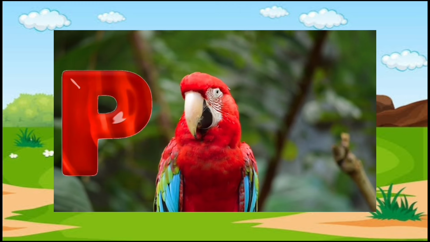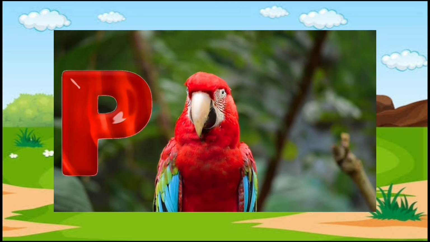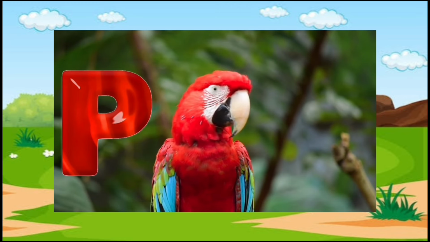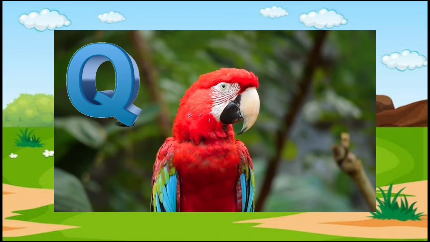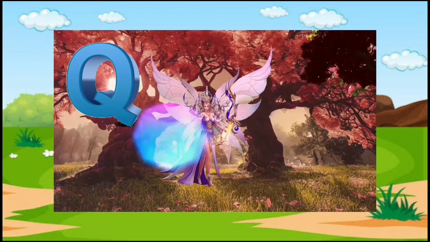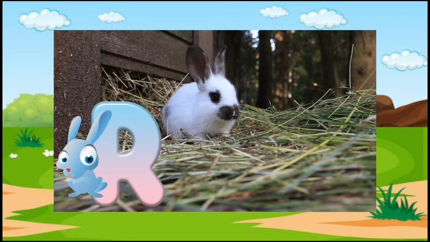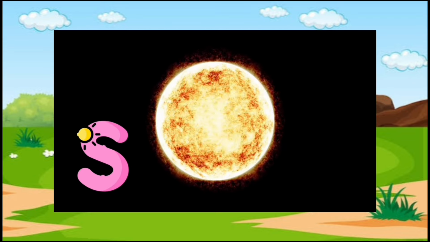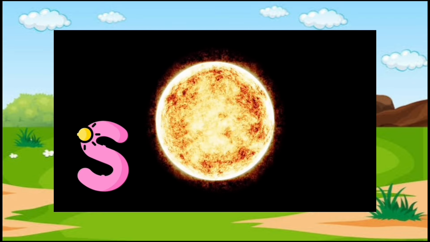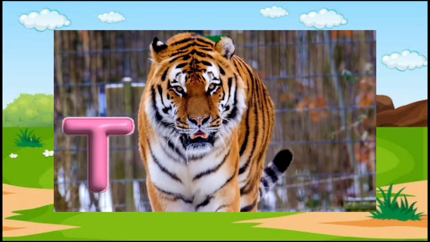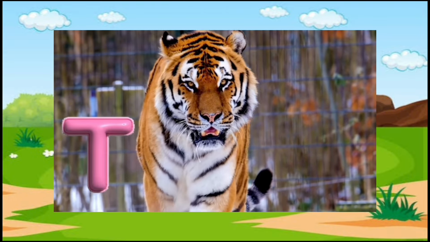P for parrot, pa pa pa. Q for queen, q q q. R for rabbit, r r r. S for sun, s s s. T for tiger, t t t.